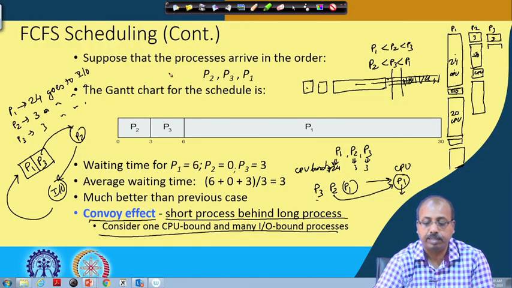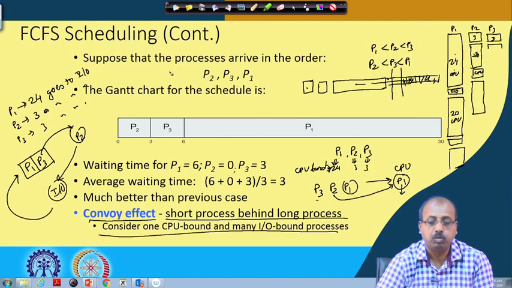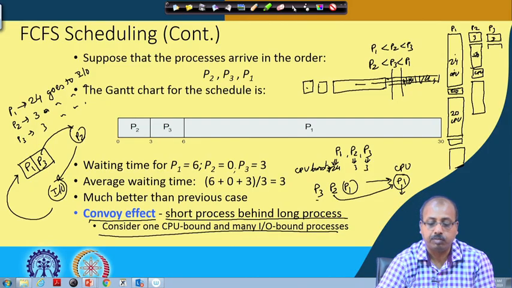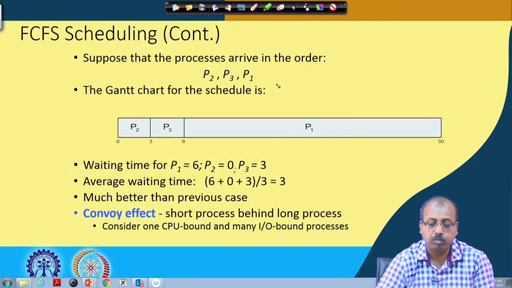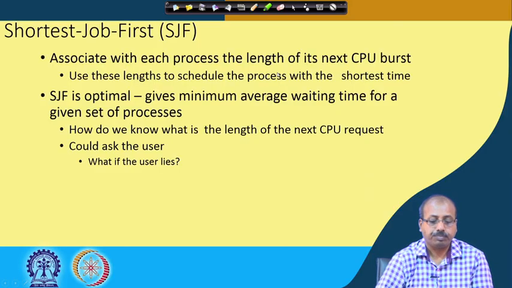That is of course a different issue as far as the FCFS policy is concerned. It does not tell you anything about how to take care of that. Maybe we need to do something hybrid so that this can be taken care of. Next we will be looking into another scheduling policy, which is known as shortest job first.